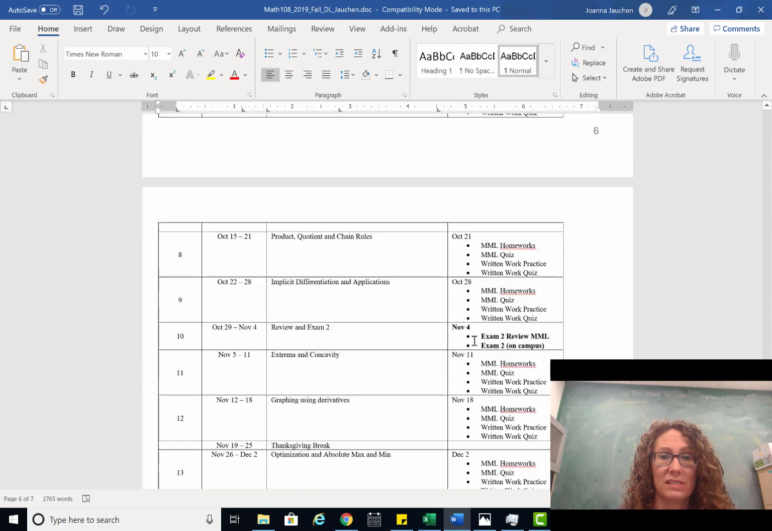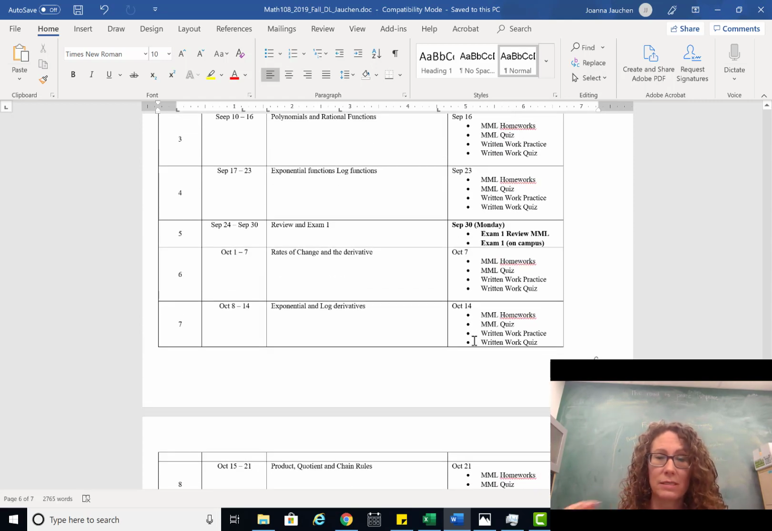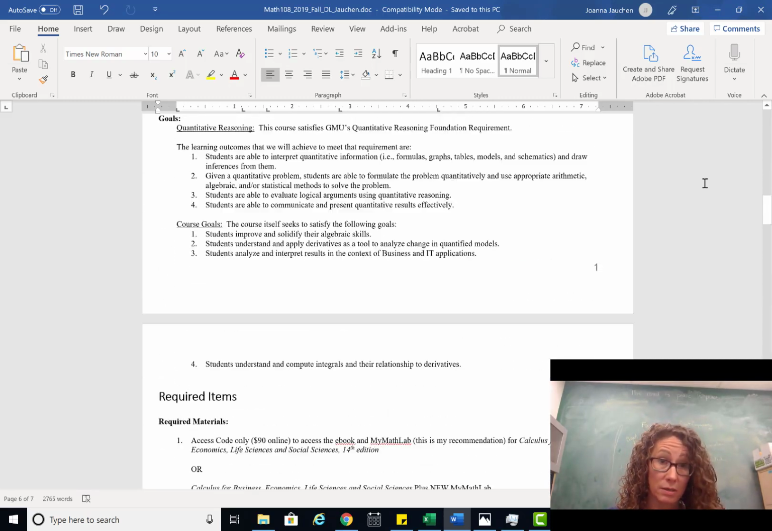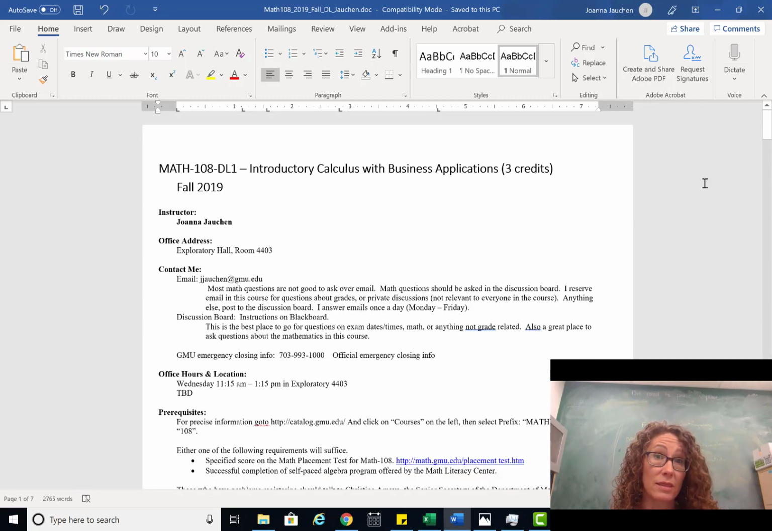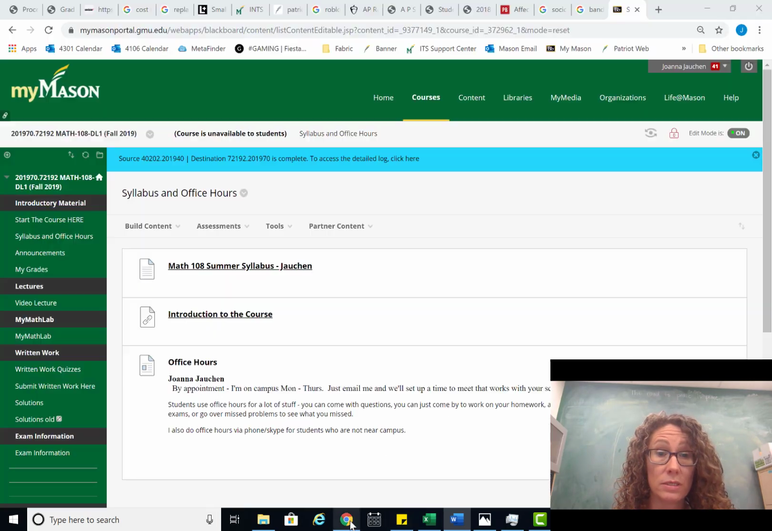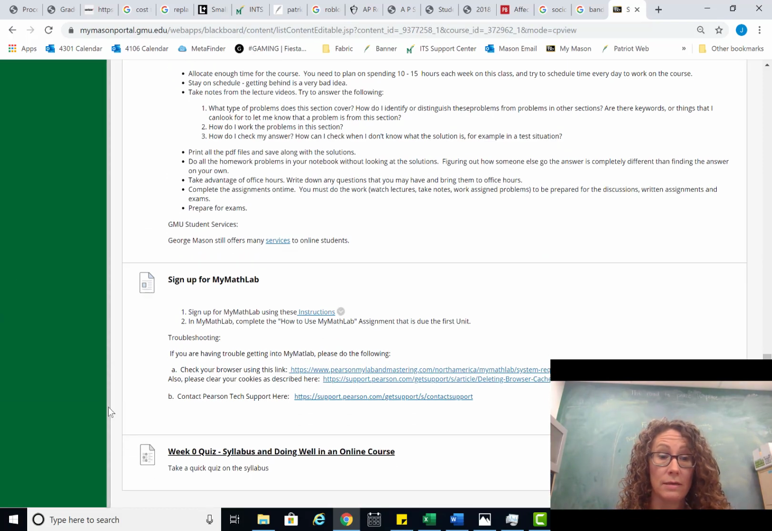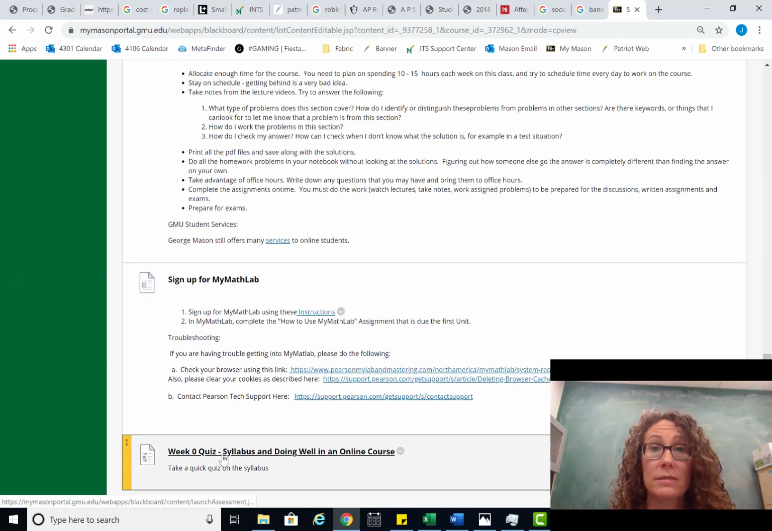And then also the exam dates, which honestly, most due dates and exam dates in this class don't get moved because we can keep moving along. Okay, so you should be able to read the syllabus and have it with you when you take that. Go back and take this syllabus quiz here. Now back and start the course here. Scroll down, take this week 0 syllabus quiz, and then that's your first grade for this semester.